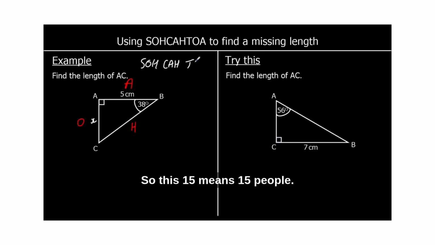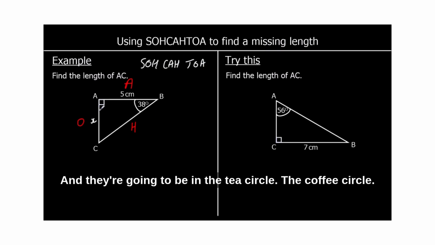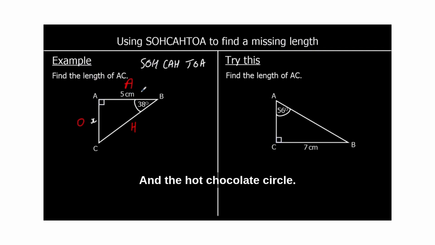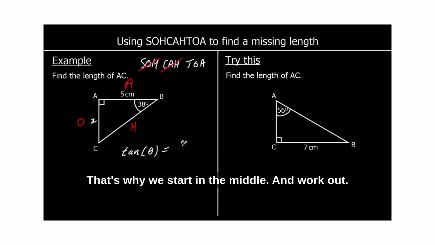So this time, which lengths are in the question? O's in the question, that's what we're working out. A's in the question because we know it. H isn't in the question. So we want O and A. Cross out the ones with H in. O and A is tan. So it's tan with the angle is O divided by A.